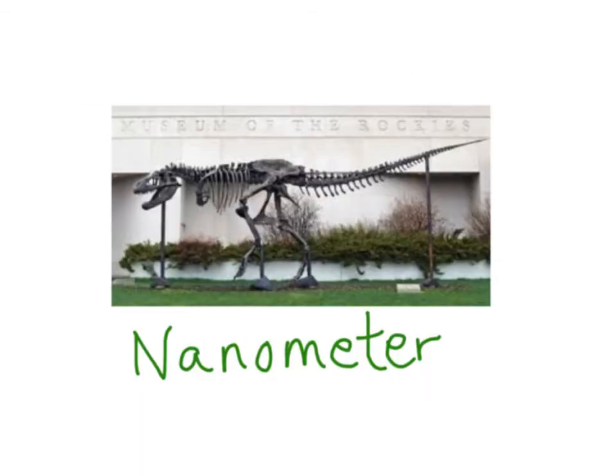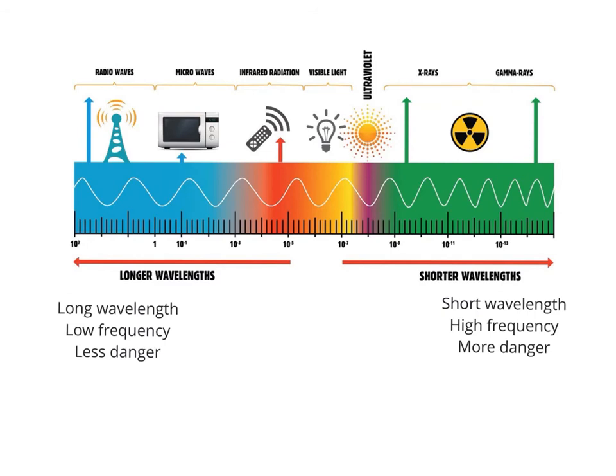When you measure wavelength and frequency, sometimes you have very large numbers and sometimes you have very small numbers. One thing that you can notice about the spectrum is that longer wavelengths have lower frequency, and waves that have those long wavelengths and low frequency tend to be less dangerous. On the other hand, waves that have short wavelengths have much higher frequency, and those tend to be much more dangerous.